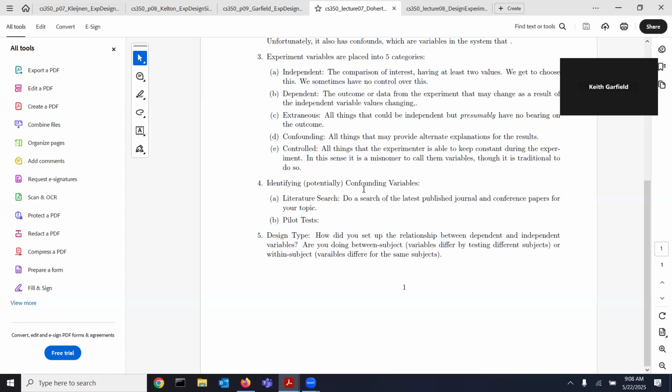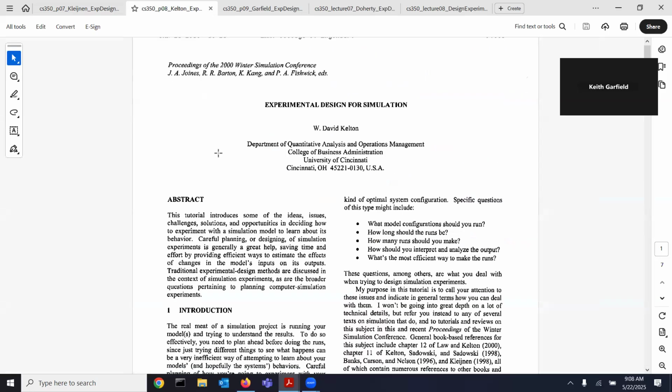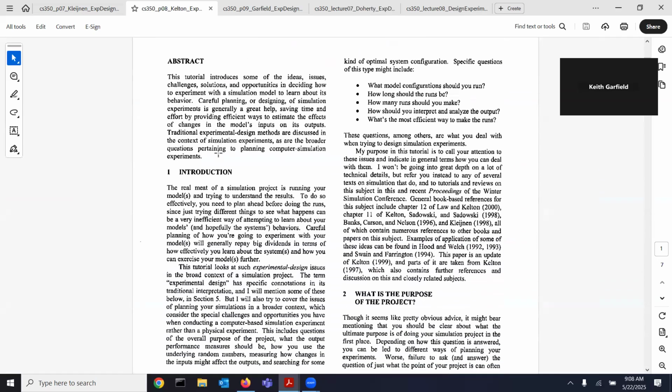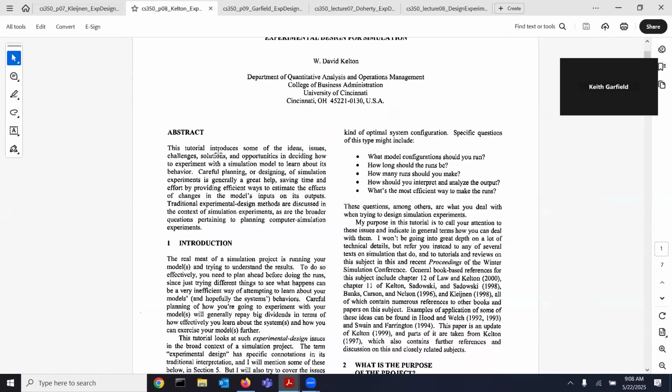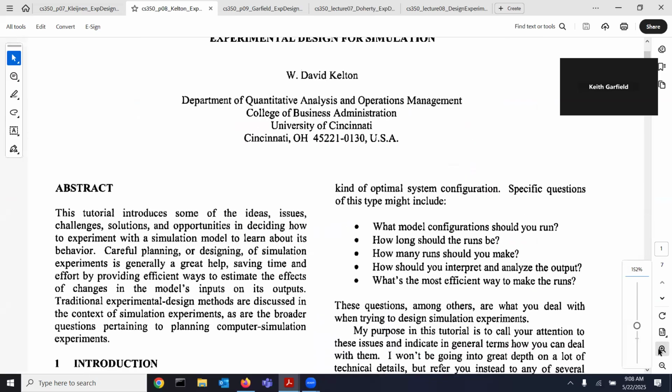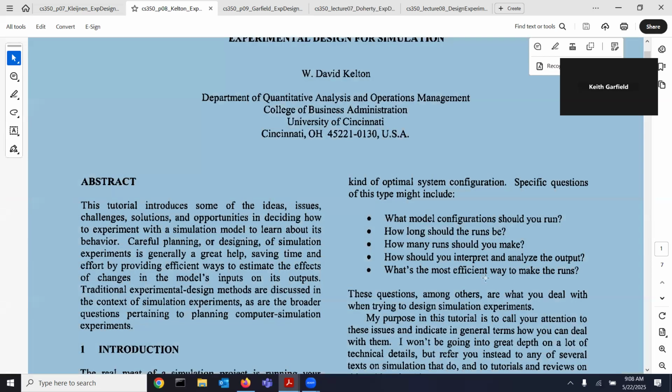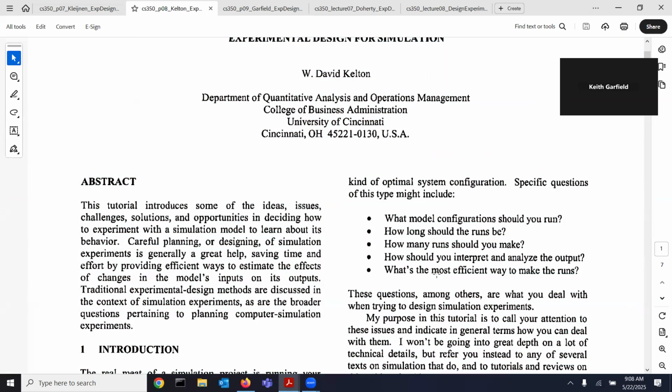Okay, so that's the process. Now, if we look at this paper, he starts to talk about experimental design. And let's ask some of these questions. I'm going to make this bigger, particularly for the recording. These are the kinds of questions, right? What model configuration should you run? Okay, so what does that mean? You have a model. You may be setting certain attributes of that model to certain values.